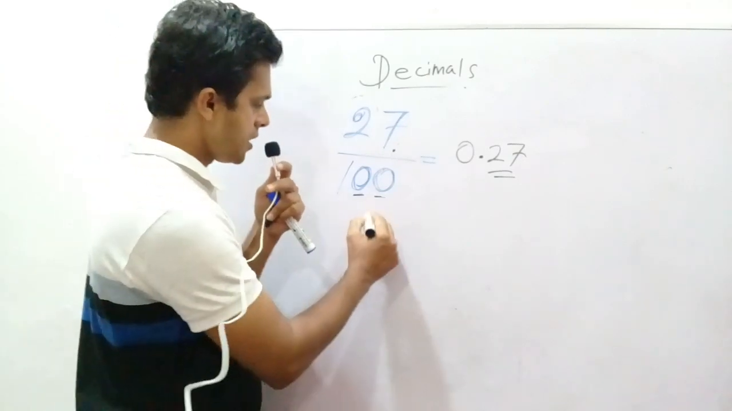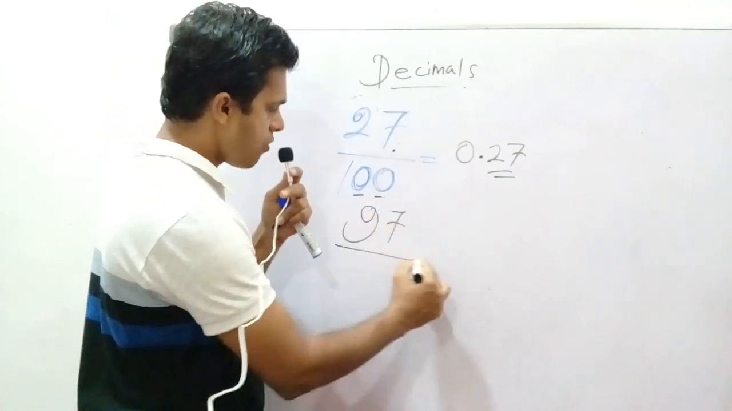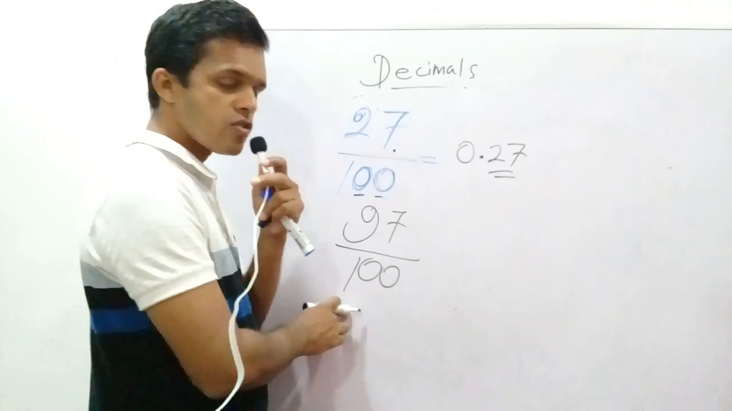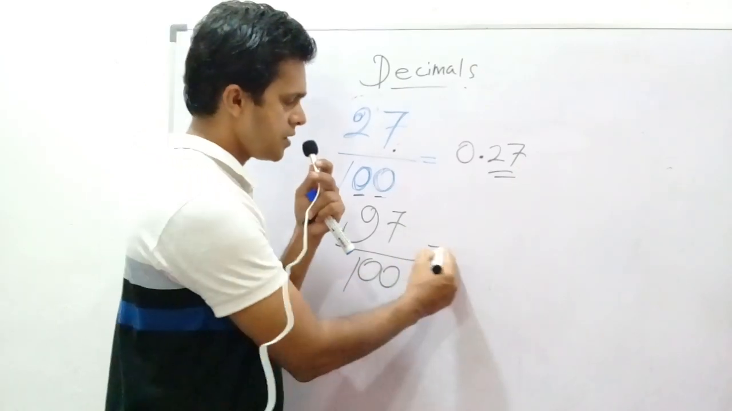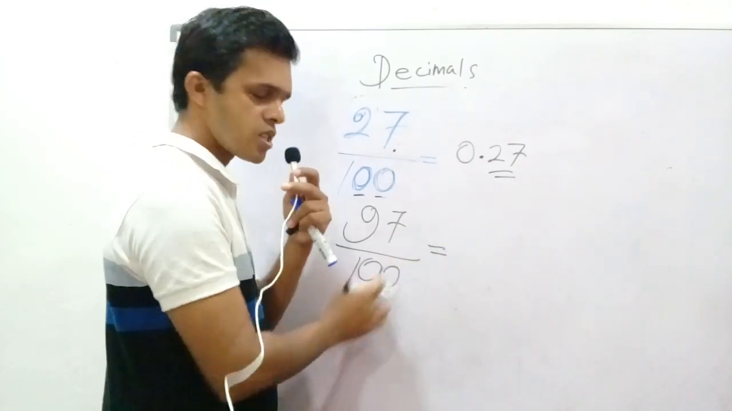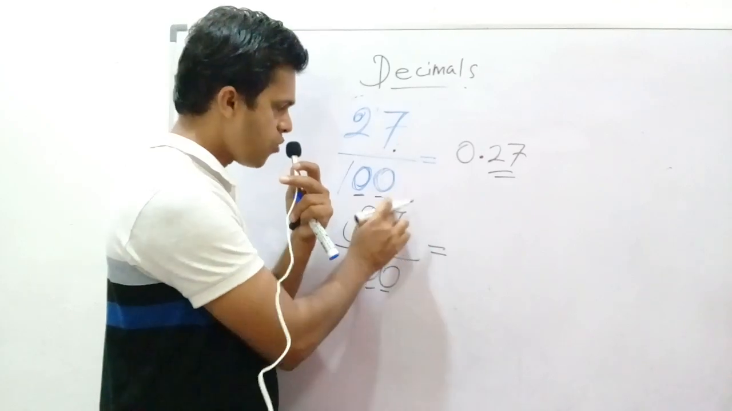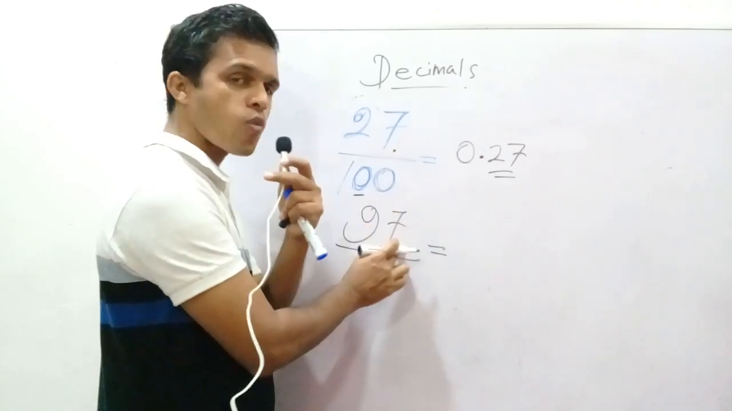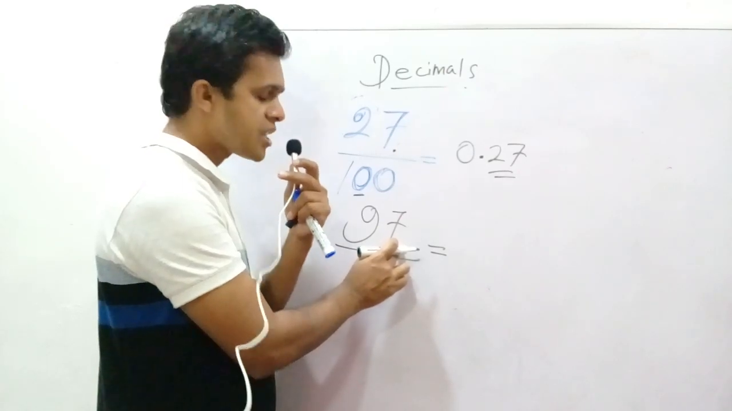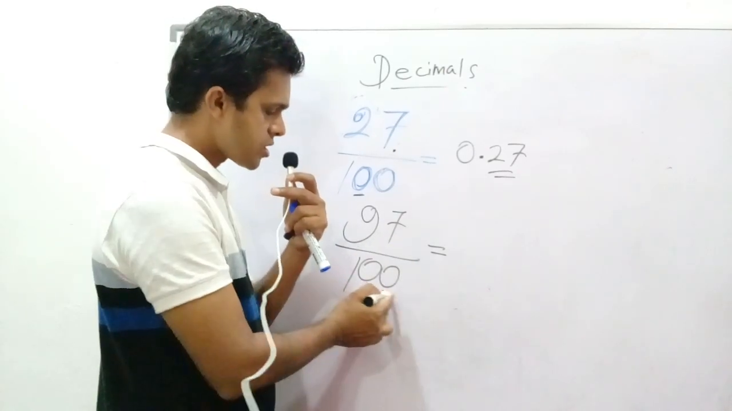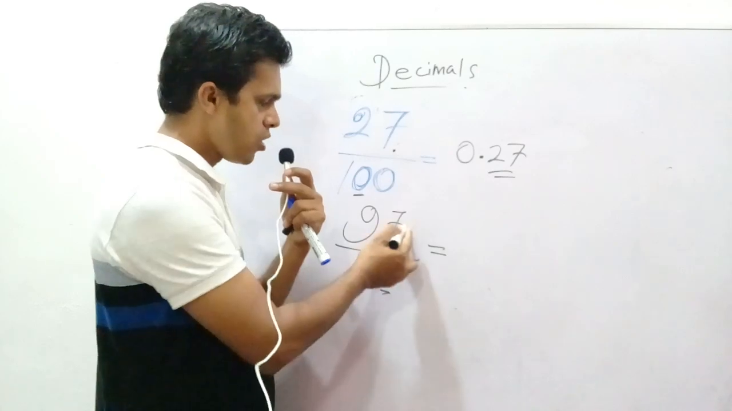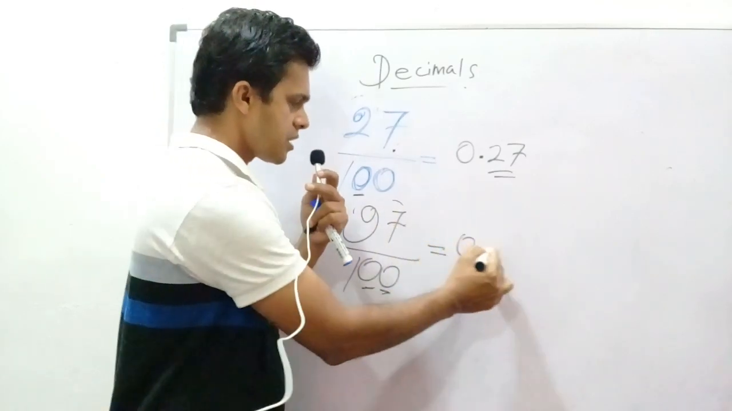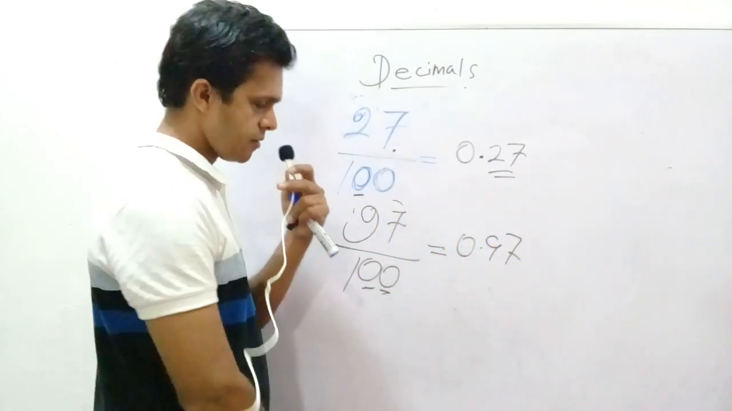How about this one? 97 over 100. How can you convert this fraction into a decimal? Here you could see 2 zeros, decimal point here, 1, 2. Why does the decimal point come passing 2 digits? Because here you could see 2 zeros. So the answer is 0.97.